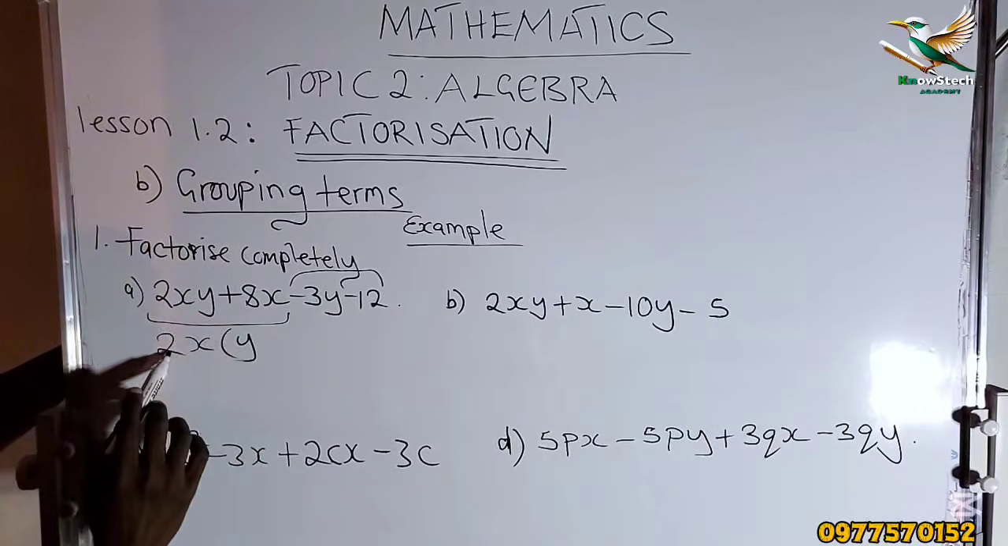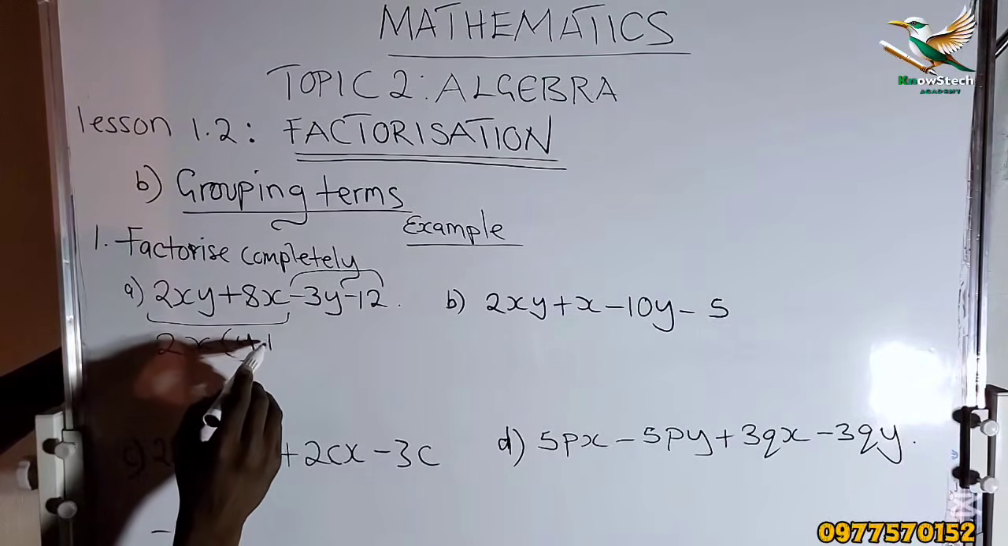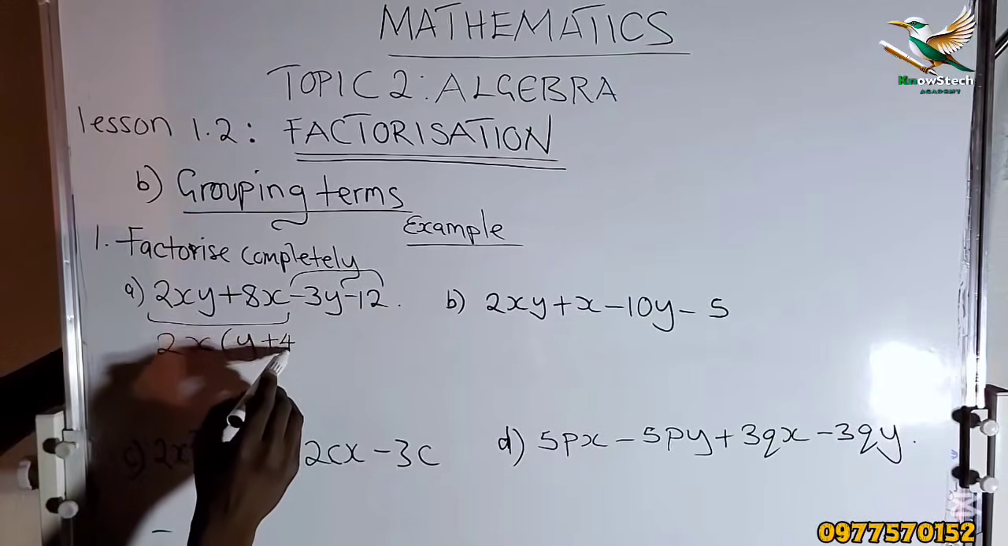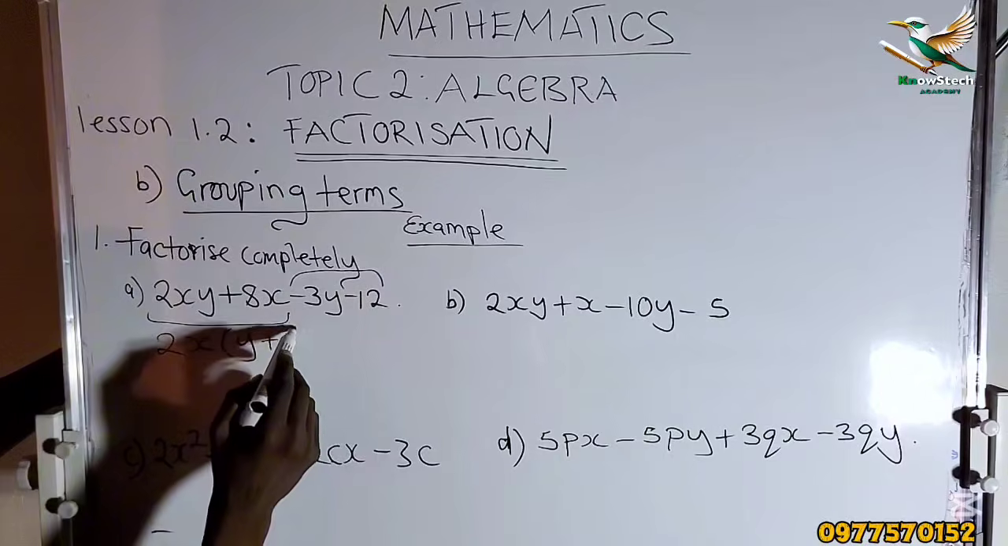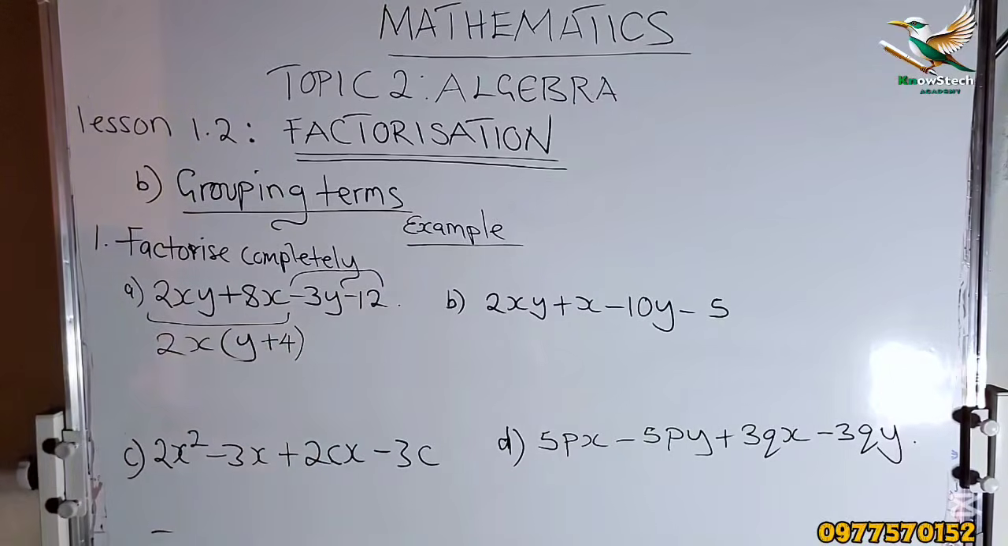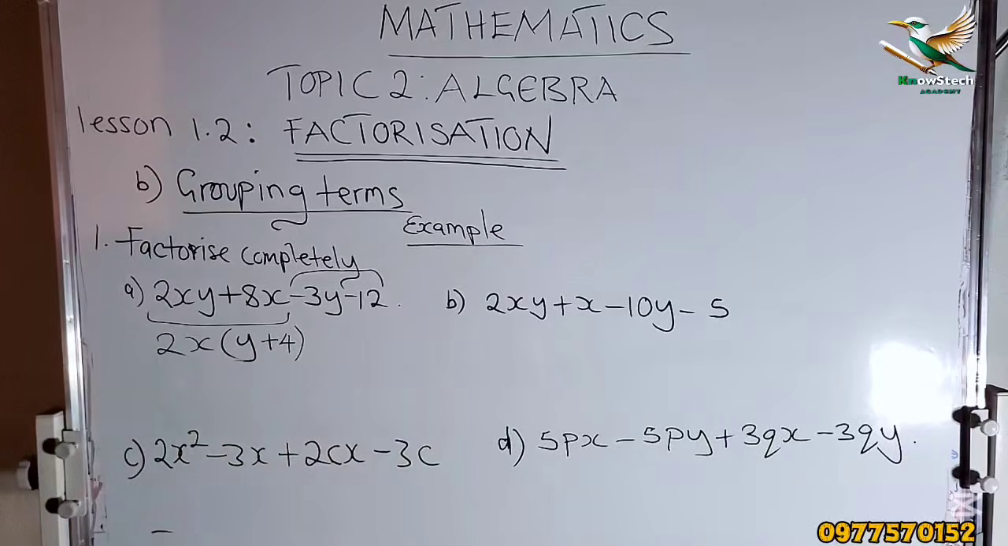Then we come here. 2 into 8, 4. And it's positive. So let's say positive 4. X and this x will cancel. So it's just 4. Then we'll do like this. We close. So we are done with these two, then we go to this side. Okay? This is what it means factorizing by grouping.